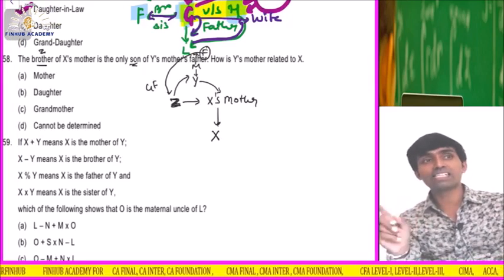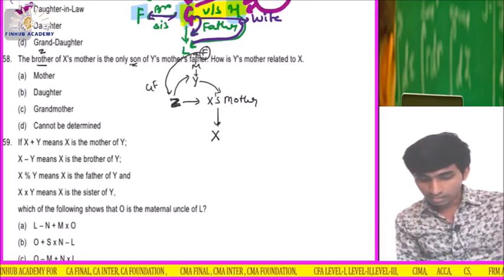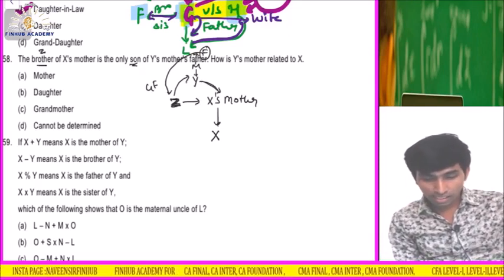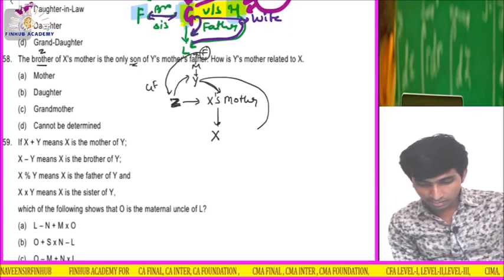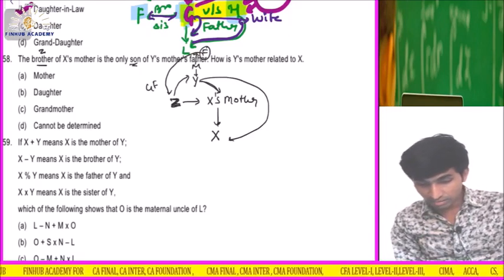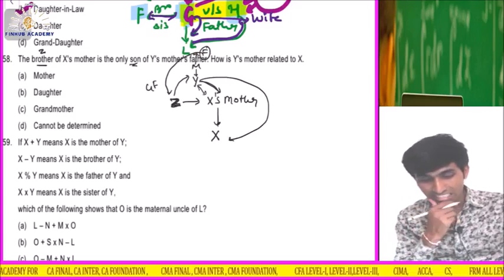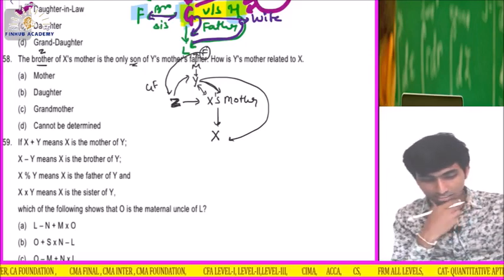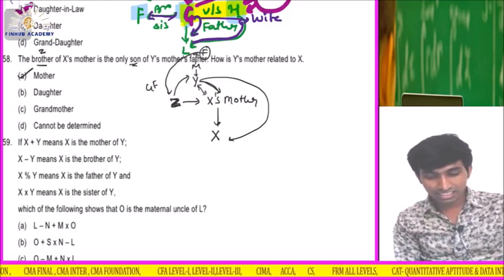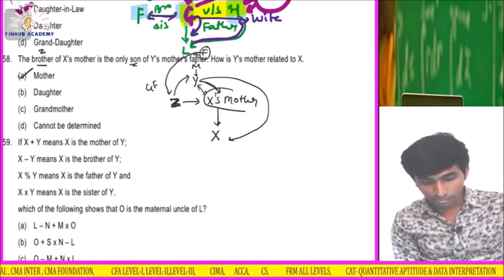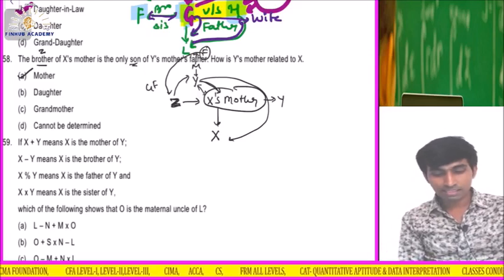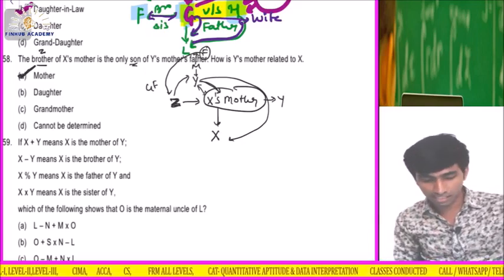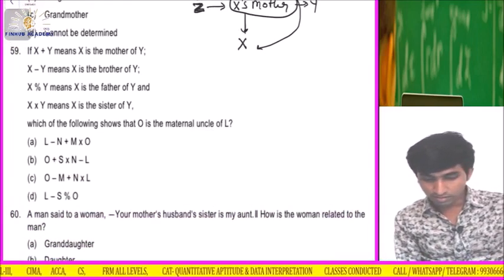How is Y related to X? They are asking. Obviously, if these people are brother and sister, Y and X should be sisters, then maternal aunt it can be, but it's not given. The answer they are saying is mother. So I think this Y is nothing but X's mother. X's mother's name is Y, so Y is mother. So the question is not clear. It's very ambiguous, a very cheeky question. Okay, wrong question.